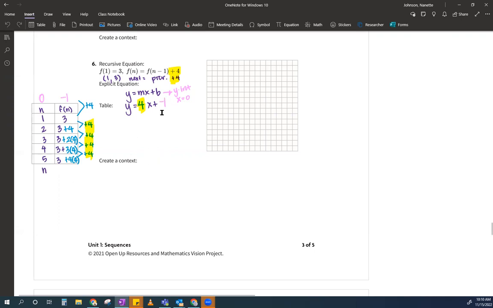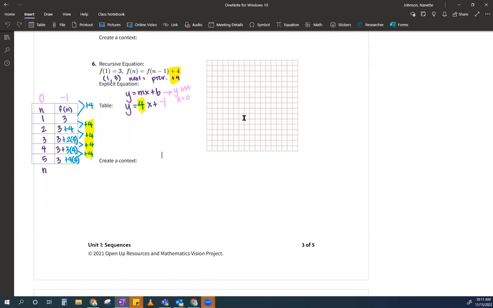Okay, right there. 4x plus 1 or 4n plus -1. So there's my equation. Okay. And then to graph it, you should know you should not be connecting the dots because it's an arithmetic sequence. So it's almost like, let's do your best, Miss Johnson, to graph this.